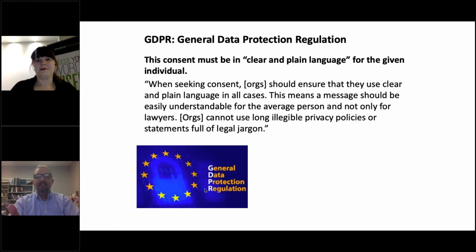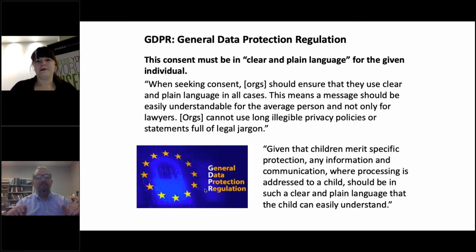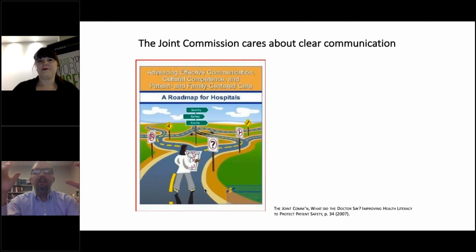So if you want some legal case for why you need to write your privacy policies very clearly, you've got it here. And what I really love is this next one, if you have the animation, understanding that a lot of children use the internet and apps and those types of things. They talk about this in one of the working group papers: given that children merit specific protection, any information and communication where processing is addressed to a child should be in such clear and plain language that the child can easily understand. That's really not talking about reading levels per se, but about writing something that people can actually connect with and understand.